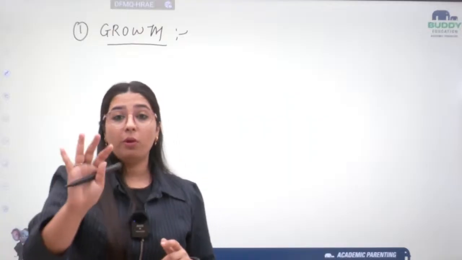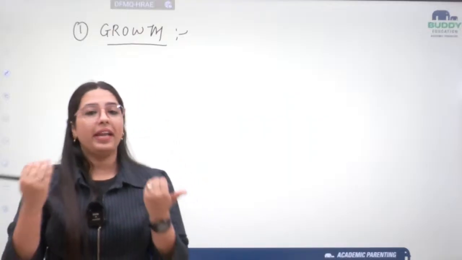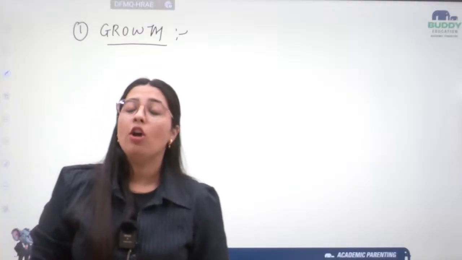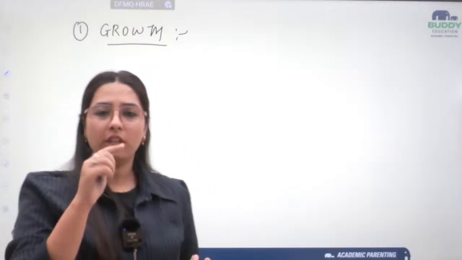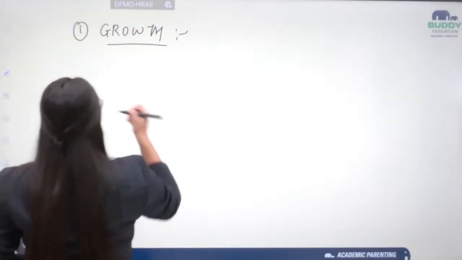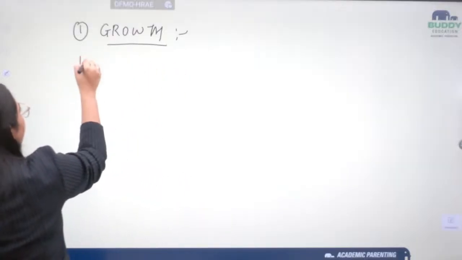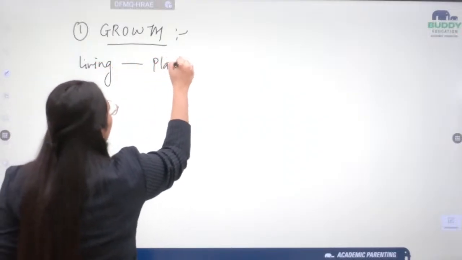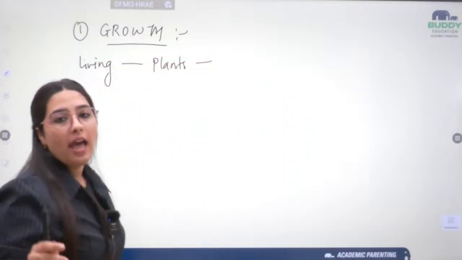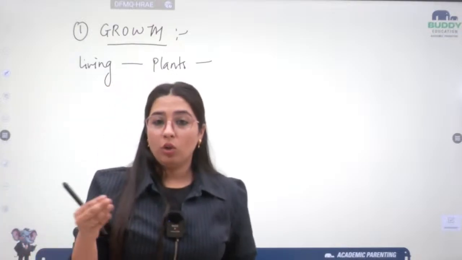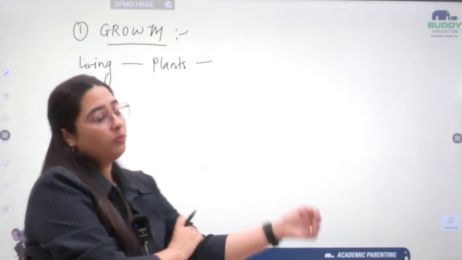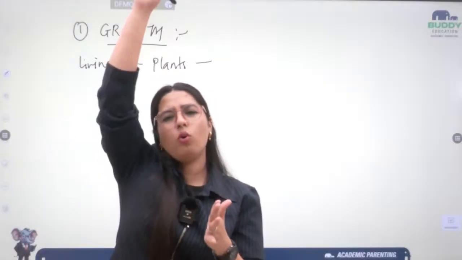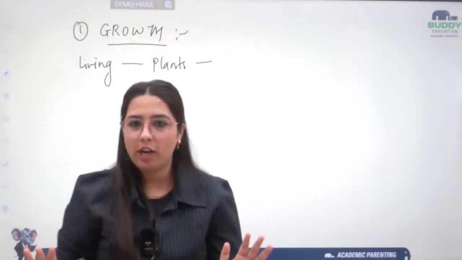Okay, like if I talk about plants, plants are growing endlessly because they have stem cells in them. So growth can be seen in living. First, let's talk about the living organism thing. Growth is there in living organisms, and in living I'm talking about plants first. Plants have unlimited growth. By unlimited growth, I don't mean that plants keep on going and reach infinity. No, it's not like that.